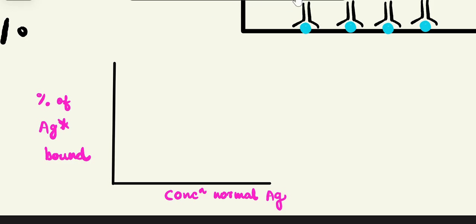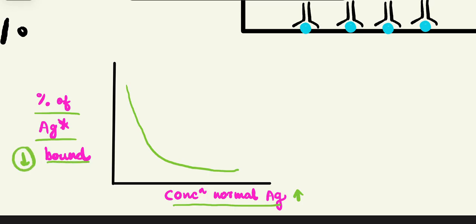So as the concentration of the normal hormone or normal antigen increases, this percentage of binding will eventually decrease, and this will result in this kind of graph. So this is the graph which we obtain. And why is it happening? Because as the concentration of normal antigen is increasing, the percentage of the radiolabeled antigen which is bound is decreasing. So this kind of graph is typically obtained.